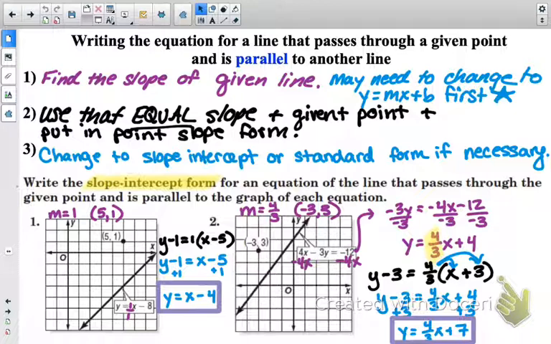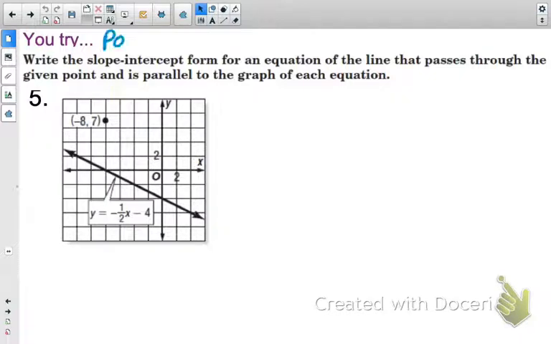So again, if I asked you for point slope form, we would be able to stop at the black writing. But because it asks for slope intercept form, we need to convert from point slope to slope intercept, and we've had a lot of practice with that. Right now, I would like you to do this you try, please. So pause the video and do this one just like we did the previous 2 problems.